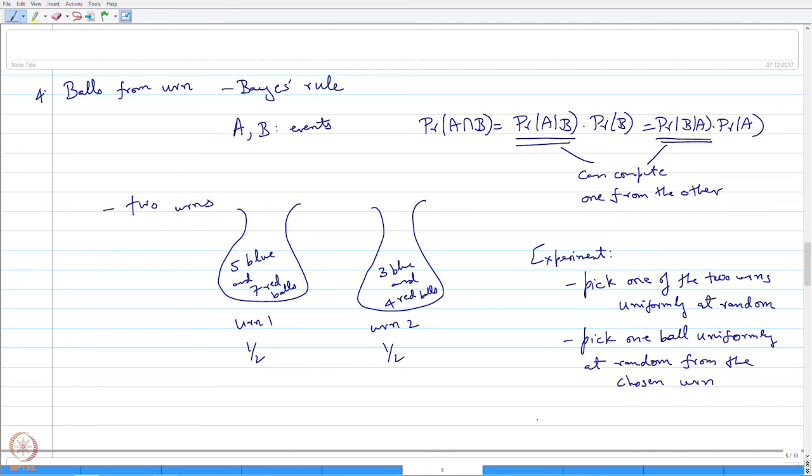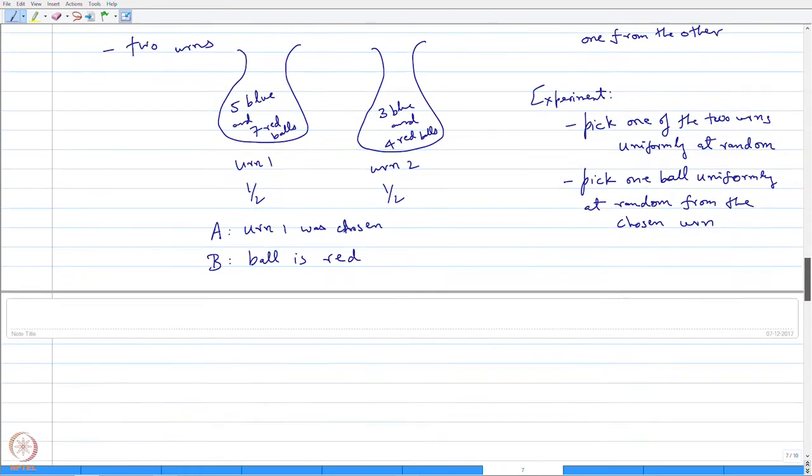So, I am interested in a couple of events. Let us say A is urn 1 was chosen. And event B is the ball is red. Just to illustrate how probability of A given B might be hard to compute, while probability of B given A is easy to compute, and how does one go about doing that. So, that is the main point of this illustration.